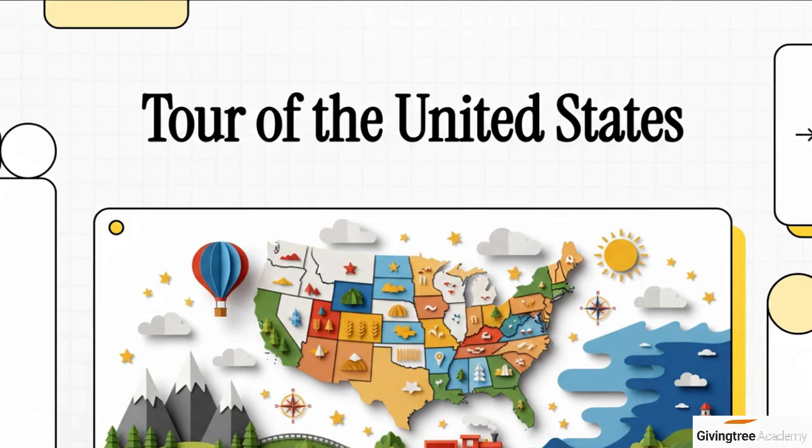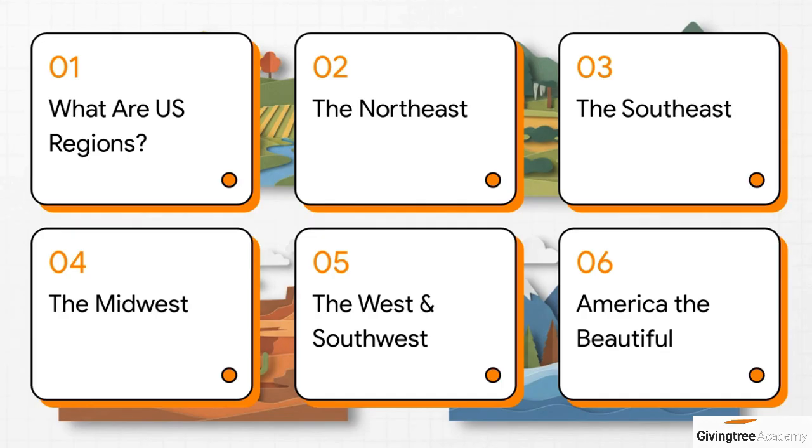Okay, let's go! So here's our plan for today's trip. First, we'll talk about what a region even is. Then we'll visit 5 major areas of the US, one by one. It's going to be a really fun adventure, I promise.